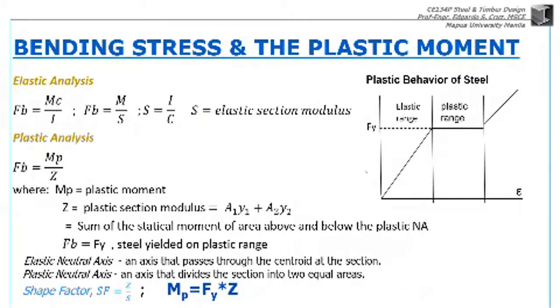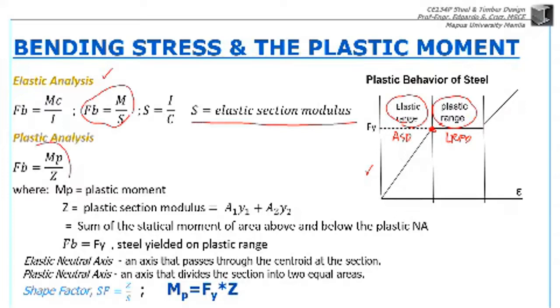Recalling your stress-strain diagram, before the steel yields, the steel behaves elastically. This is the concept behind ASD. Then upon yielding, the steel behaves plastically. That is LRFD. From elastic analysis, the flexural stress Fb is equal to Mc over I. That is our basic from strength of materials, wherein Fb is equal to M over S, where S is the elastic section modulus, or I over c. This is the elastic behavior.